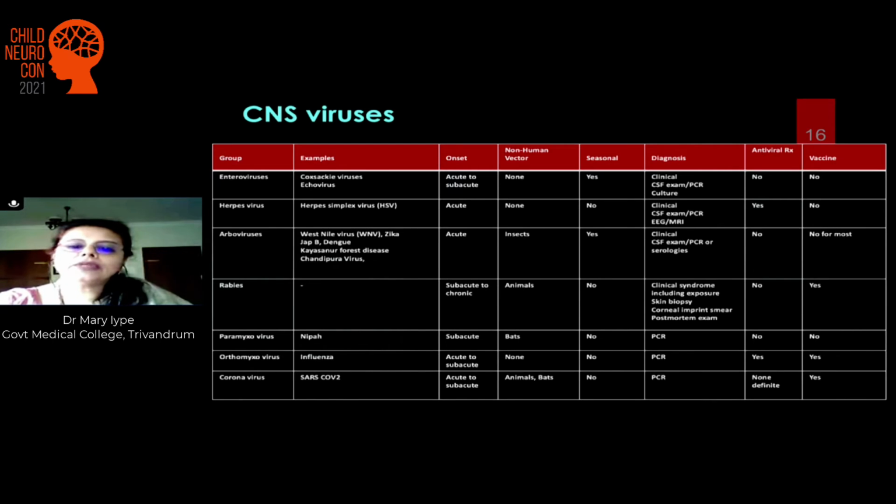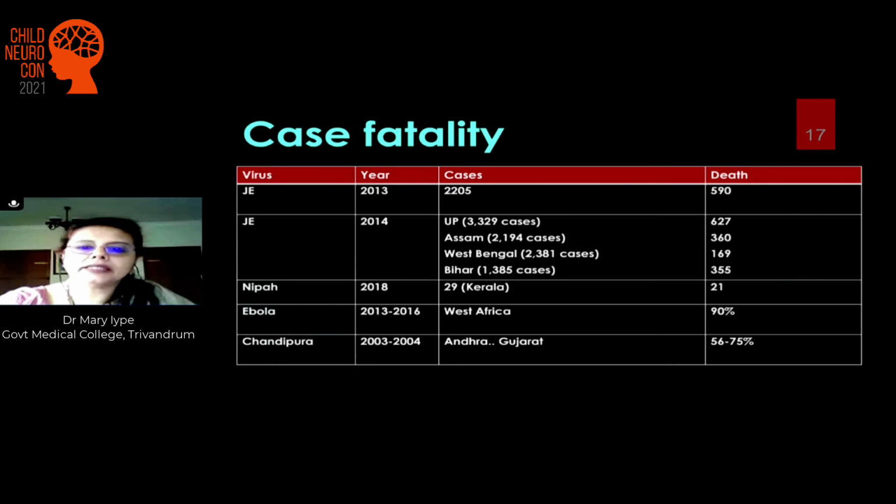There are so many other features that help us to distinguish these viruses, which I am coming to in the next slides. Of note is the case fatality of virus encephalitis, which makes this subject so important. Japanese encephalitis in 2013, when there were 2,205 cases, the deaths reported were 590. So you know the high case fatality rate. In 2014, the case fatality rate was similar from Uttar Pradesh, Assam, West Bengal, and Bihar.